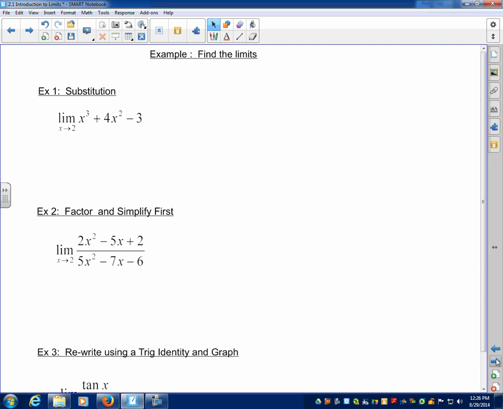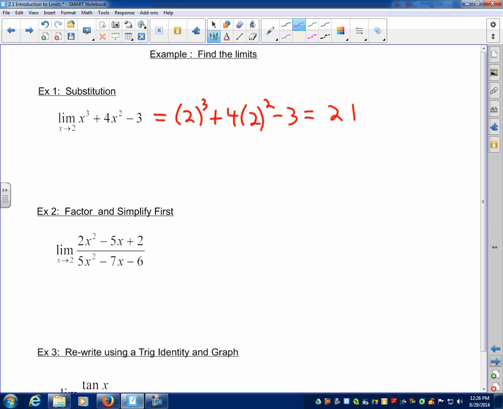So the first one is direct substitution. Everybody likes this one. You have like 1 problem in your homework on this, maybe 2. But hey, you can substitute in, right? And if I substitute 2 in here, I get 21. So that's the first thing to try. Just try direct substitution. If it's a nice continuous function, or if I'm asking for the limit on an interval where it's continuous, then it's going to give you the limit directly. Just plug it in.